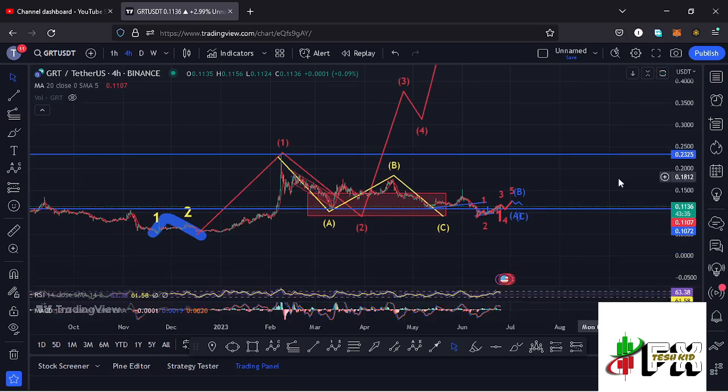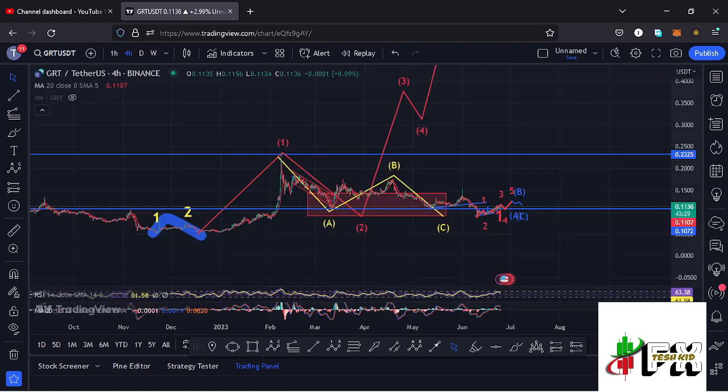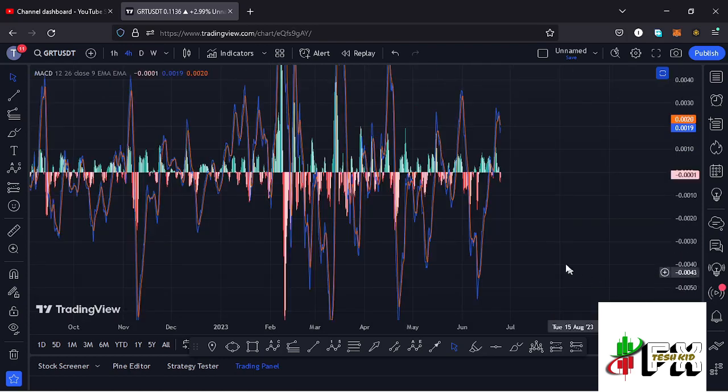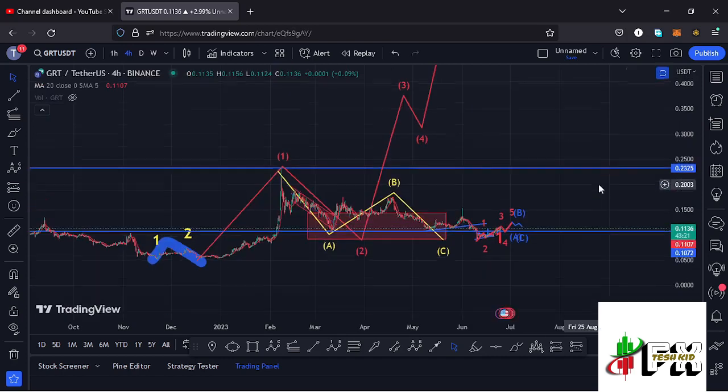And also taking a look at the indicators, on the RSI we are trading at around the 61 mark. On the MACD, we have been able to print a bearish cross suggesting further breakdown. So let's be patient and see how that plays out, and I'll be keeping you updated.